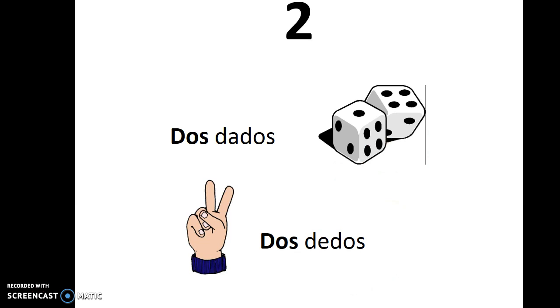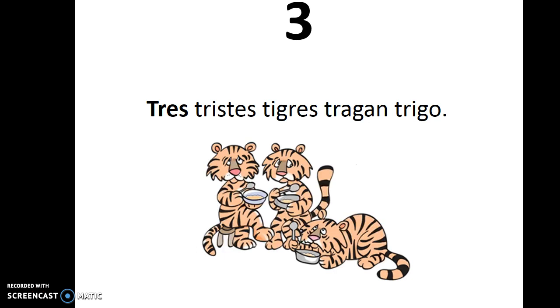Dos. So just to practice some with our pronunciation, I've given you some similar words here that use D's. So we have dos dados, our dice, and dos dedos, fingers. Notice that soft D we have in the middle of those two. Dados, dedos. Tres. Now here we have a fun tongue twister, so see if you can pronounce this to practice your TR combination. Tres tristes tigres tragan trigo.